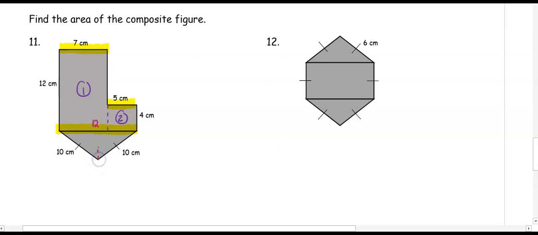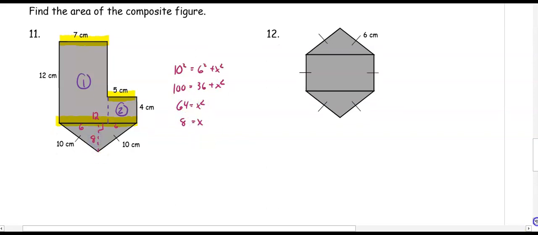But we don't know the height yet, so we are going to draw that in, which splits the base into 6 and 6. So we can do Pythagorean theorem to find the height of the triangle. 10 squared equals 6 squared plus x squared. 100 equals 36 plus x squared. 64 is equal to x squared, so our height would be 8.